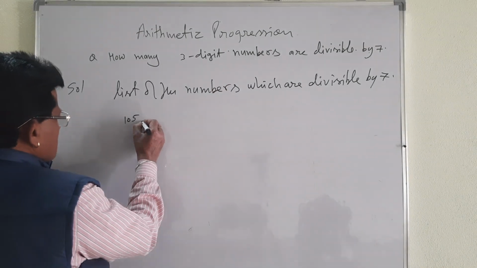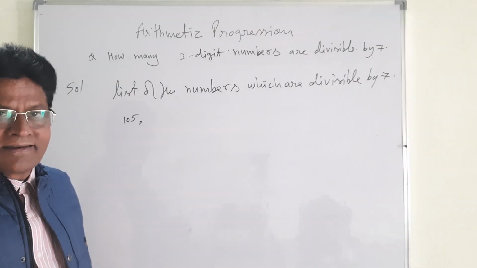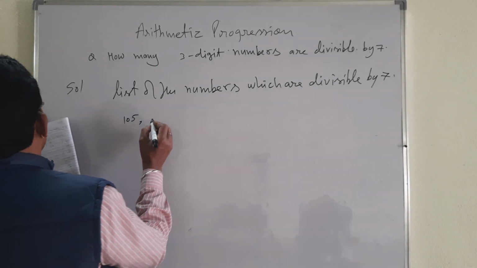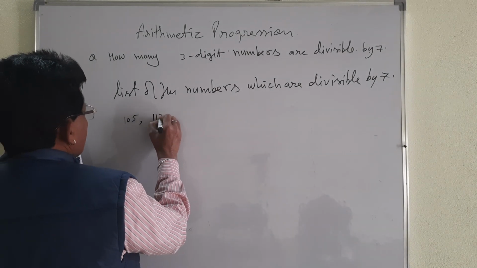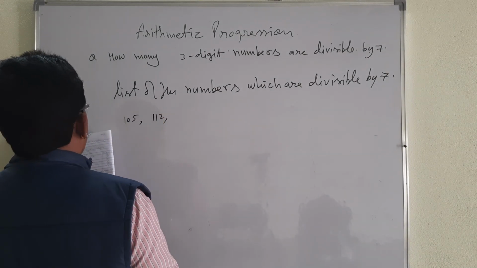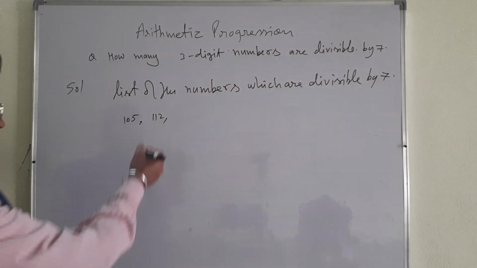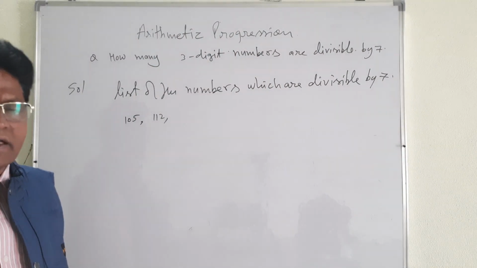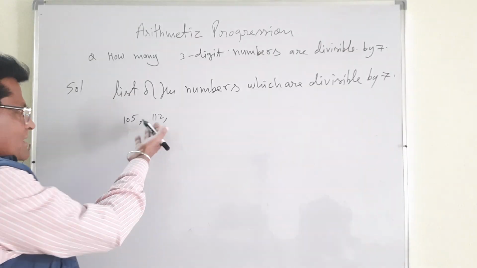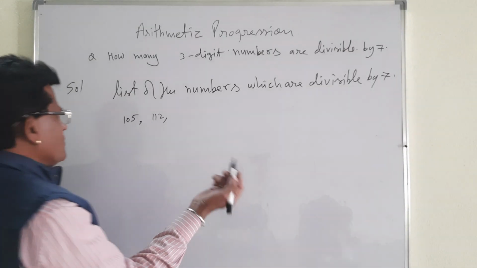Next number, you add 7. That will be how much? 112. Okay, and so on. 112, that is also divisible by 7. You add 7 here, 119, if you want to write.